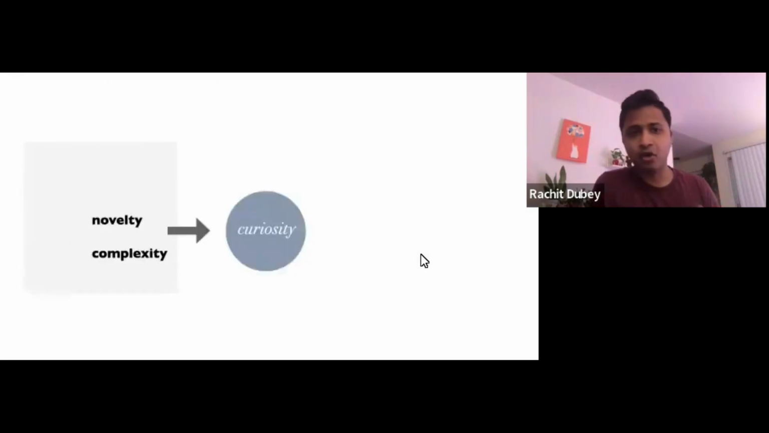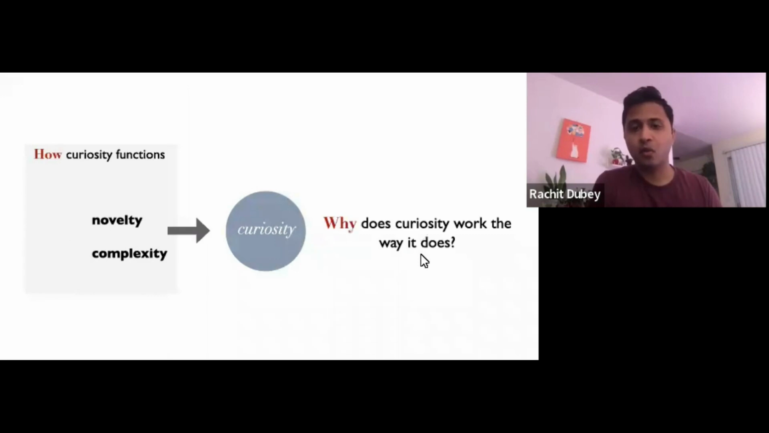Now, in spite of all their orthogonal predictions, these theories do have something in common. They're all concerned with primarily describing how curiosity functions, but they do not answer why curiosity works the way it does. That is, why is curiosity even influenced by novelty or complexity in the first place? So inspired by this, in this work, we aim to provide a functional explanation of curiosity. That is, why do we have curiosity and what is its purpose?